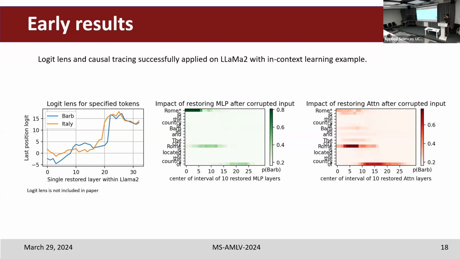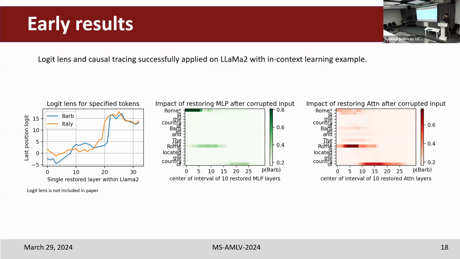But two figures at the right, they show the important layers for the MLPs. This is in the middle one, green. So you can see that for the first ROMI token, the important layers are located at the beginning. And recent studies, they state that at this place, model retrieves the information about ROMI as an entity. And for the attention, you can see that important layers that contribute the most for the restoring the output are located near the second appearance of ROMI.